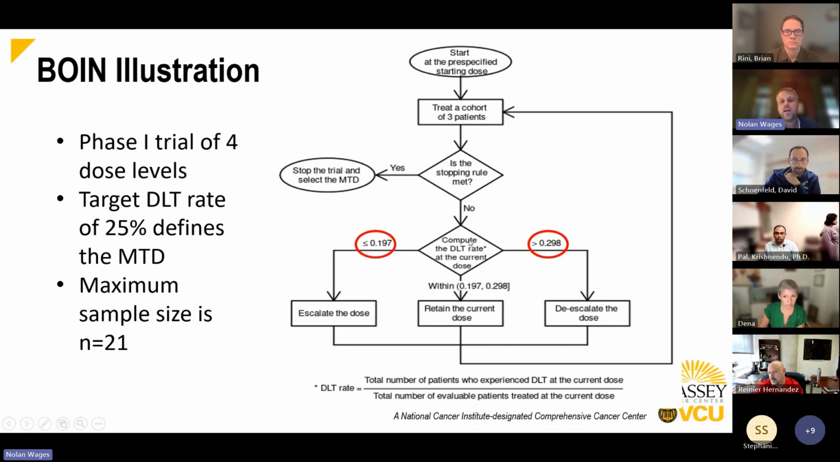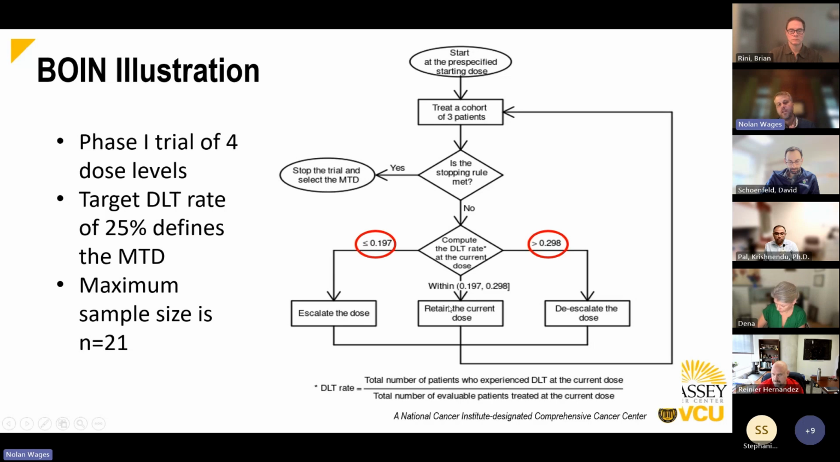And if that rate is below, in this case, related to a 25% target rate, if it's below 20%, it's indicating that this dose is safe, so we should escalate the dose. If it's greater than 30%, it's indicating that this dose is unsafe and we should de-escalate the dose. And if it's between 20% and 25%, it indicates that we're in a range that we want to be in, around the target rate, so we should stay there and retain that current dose.